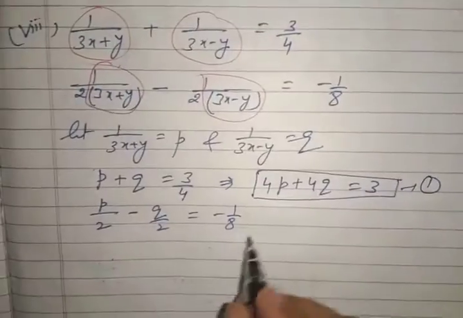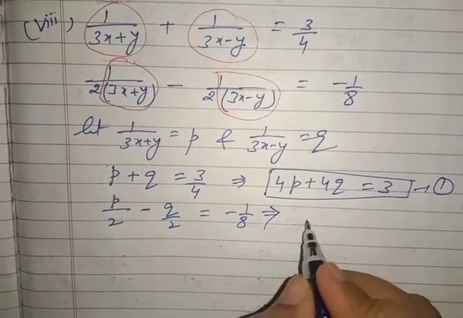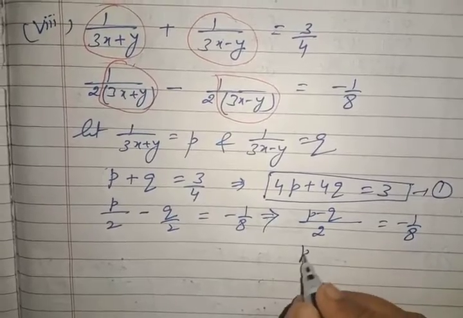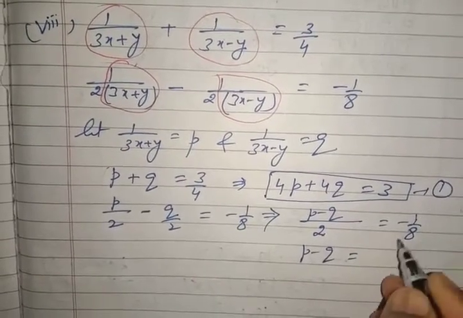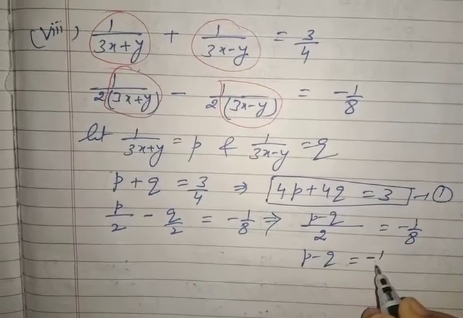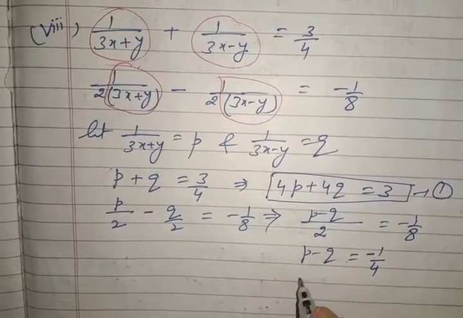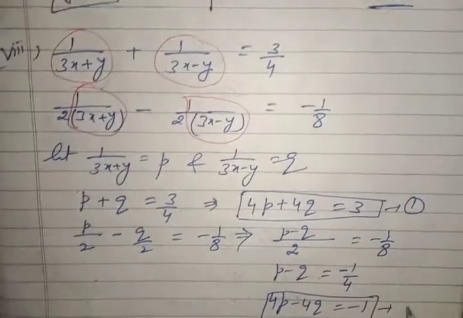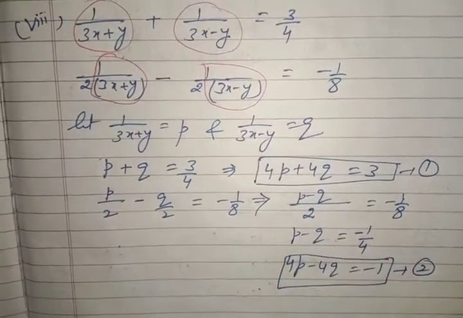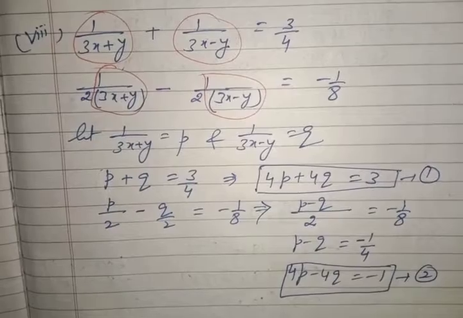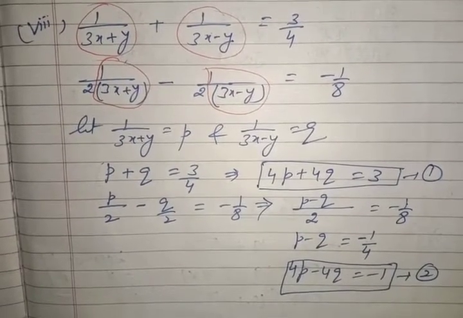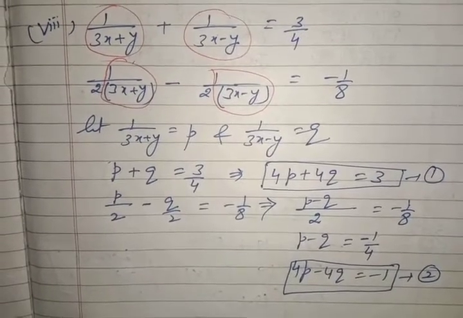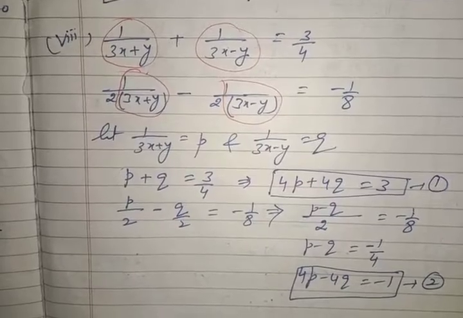And second equation, after taking LCM, this equation will become 2p minus q is equal to minus 1 by 8, and p minus q is equal, this 2 will go here and then cancel, and it will be 1 by 4. Then shifting 4 to this side, 4p minus 4q is equal to minus 1. Which method is suitable here? Elimination is suitable here, and in my point of view, always follow the elimination method. If it is not asked in the exam to do by cross multiplication or by substitution, then always follow the elimination method. This is the easiest method.